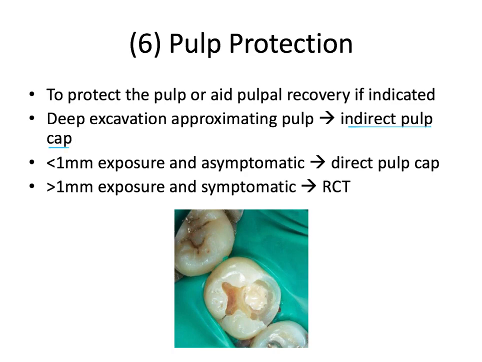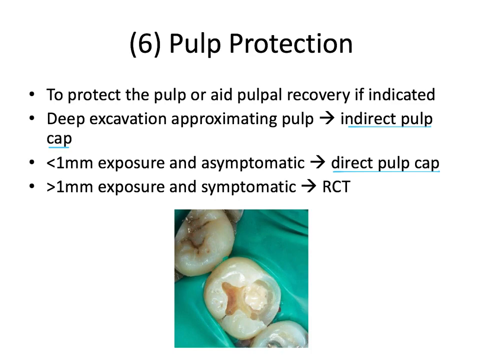If we have a pulp exposure, it's less than 1 millimeter in diameter, and it's asymptomatic, we can consider a direct pulp cap with a liner and a base. And if it's a greater than 1 millimeter exposure, either caries exposure, the caries just feeds right into the pulp, or it's a mechanical exposure by the operator, and it's symptomatic, we have to think about some kind of pulpotomy or root canal treatment.